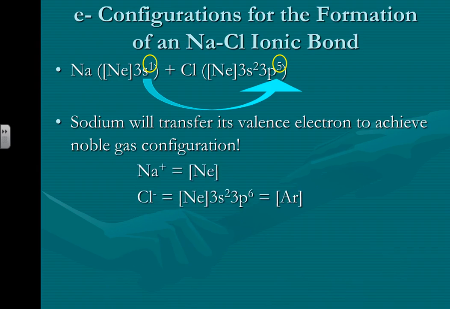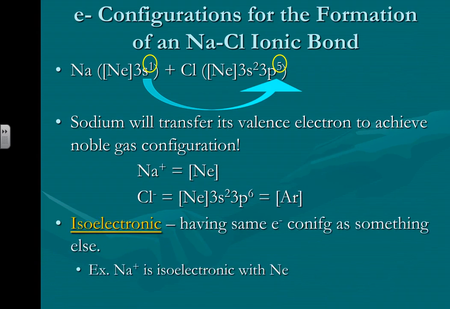One little special word to throw in at this point is the word isoelectronic, an important word to understand the meaning of. Having the same electron configuration as something else. So for instance, as you can see here, the sodium ion is isoelectronic with the neon atom because they have the same electron configurations. Similarly, the chloride ion is isoelectronic with argon. So that's a typical multiple choice question that you could see, is asking about isoelectronic and which things are isoelectronic. So a good little definition to have in your back pocket.